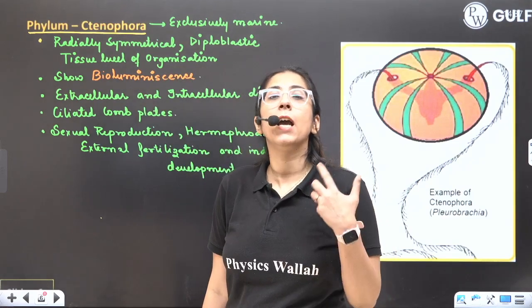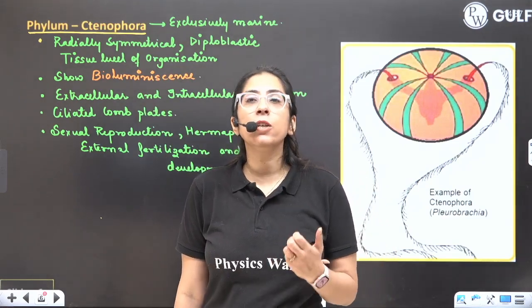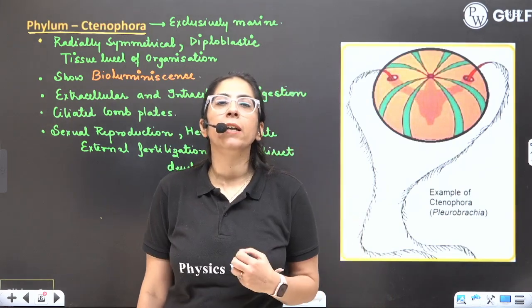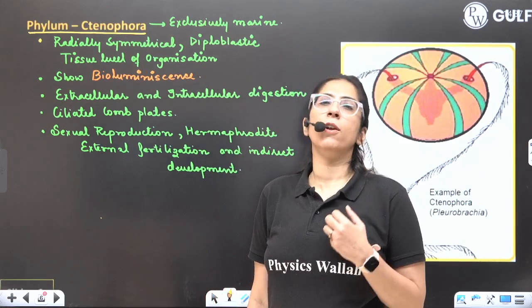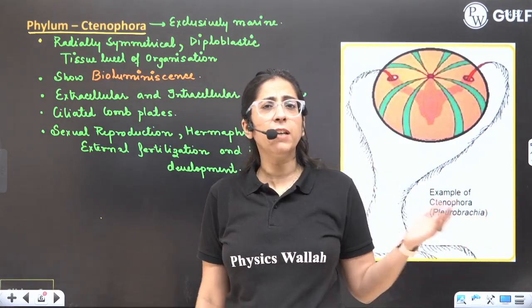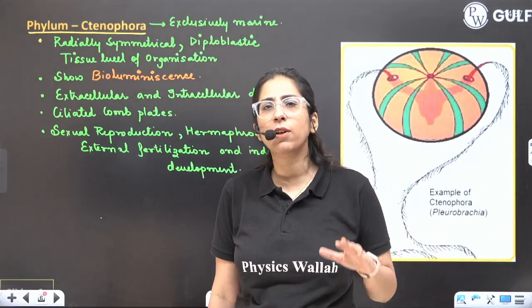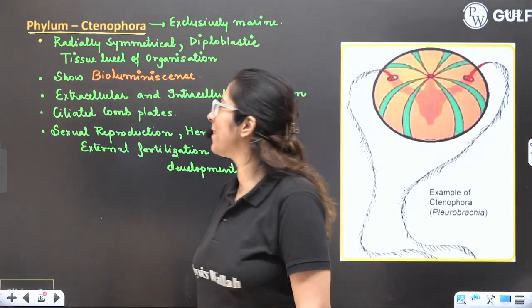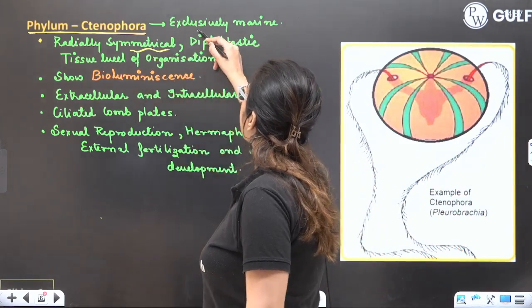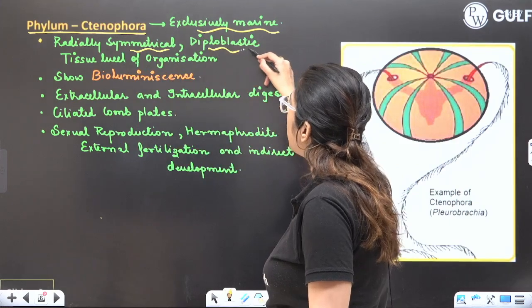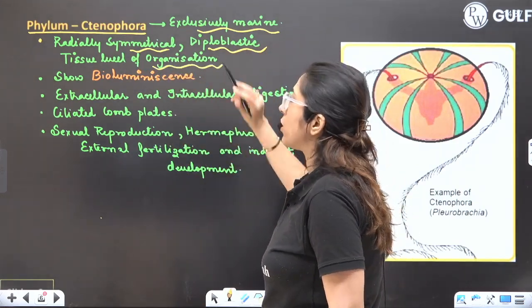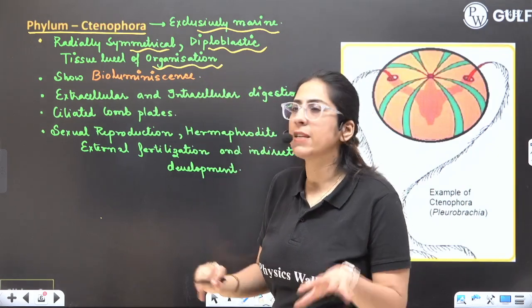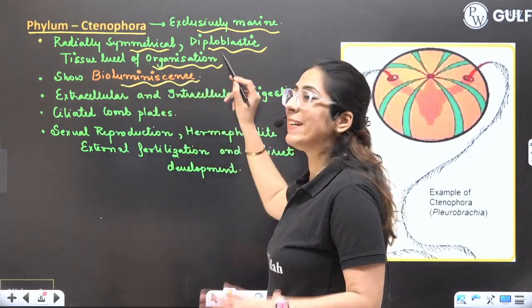What else? They are diploblastic. These organisms, again, are radially symmetrical. They have a tissue level of organization like that of the previous phylum. This phylum also has tissue level of organization. Let's look at the other features. Radially symmetrical, exclusively marine, diploblastic, 2 germ layers are present. Tissue level of organization, show bioluminescence, so they emit light.